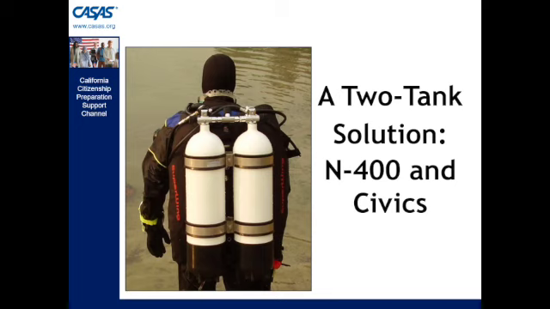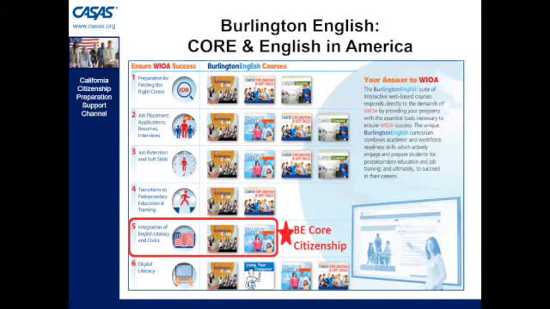Whatever solution we look at can't all be N400 and it can't all be the civics. It has to be a two-tank solution. You have to pair up N400 instruction with civics instruction. One of the applications that does that is Burlington English in their Core and English in America series. This is available through subscription, and it basically gives students the basics to start preparing for the citizenship interview.